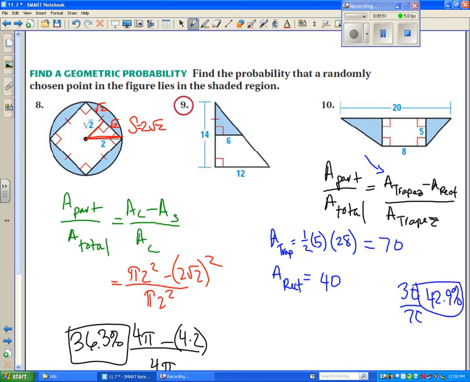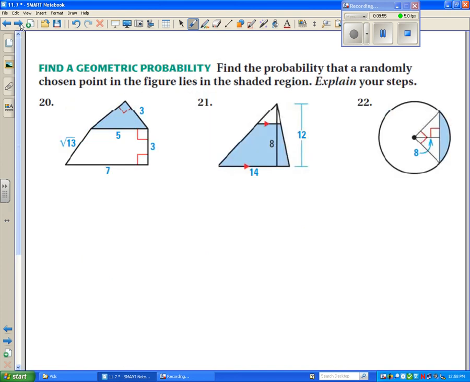And that is the percentage. Got a few more problems picked out. I'm going to do the evens with you. It says find the probability that a randomly chosen point in the figure lies in the shaded region.